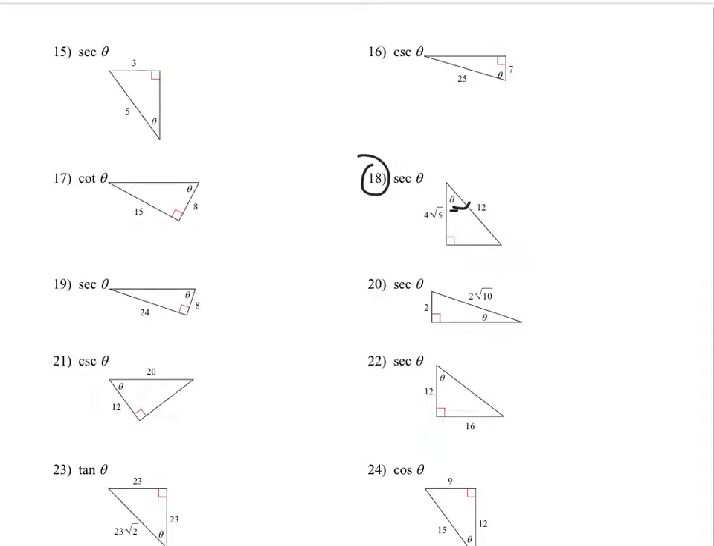Now if you think about the definition, secant, that's one of those new trig functions. Secant is the reciprocal of cosine. So cosine was adjacent over hypotenuse. So secant is equal to the reciprocal of that, which is hypotenuse over adjacent.